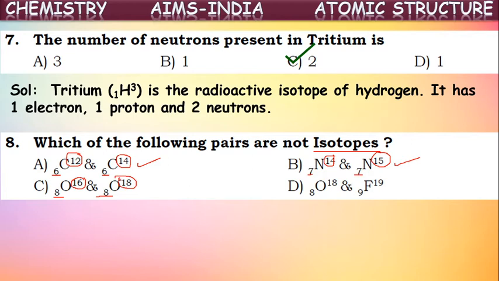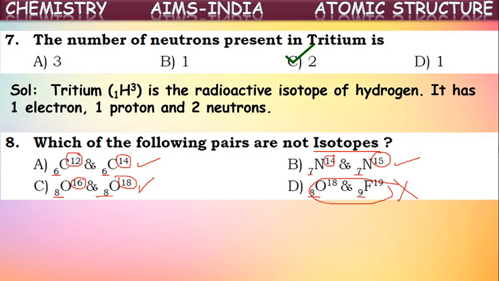So they differed in the mass number but having same atomic number. So this pair also comes under isotopic pair. But if you see the last one, the first species is having the atomic number 8, whereas the second one is having atomic number 9. So they differ in atomic number. If the atoms having same atomic number, different mass numbers, then they are called isotopes. But if they have different atomic numbers, then they are not said to be isotopes. So this is not an isotopic pair.